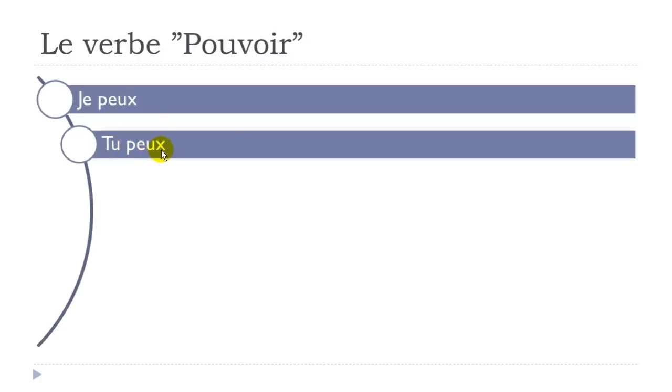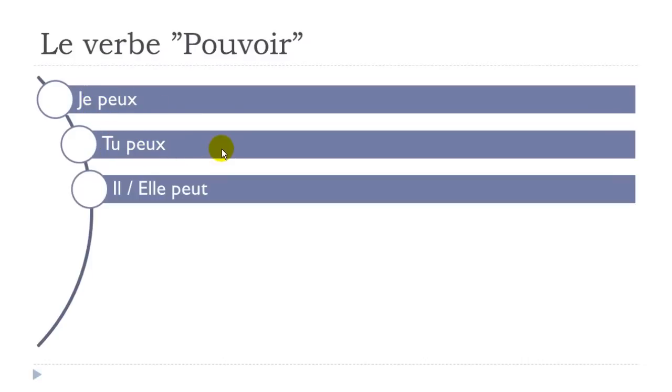Tu peux, same pronunciation and same spelling, P-E-U-X. Don't pronounce the final X. Je peux, tu peux. Then il, elle peut. You put a T at the end, you don't pronounce it. Il peut, elle peut. If you look carefully, you've got "peu" here, here, and here. So for the first four persons, because there is the feminine form as well, it's the same phonetic form.